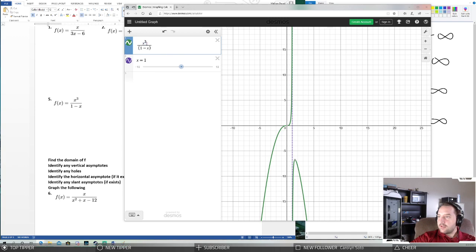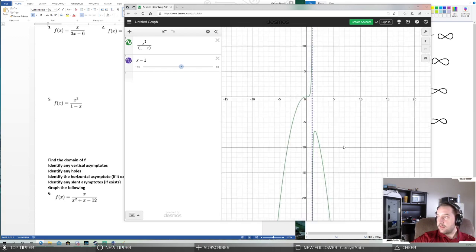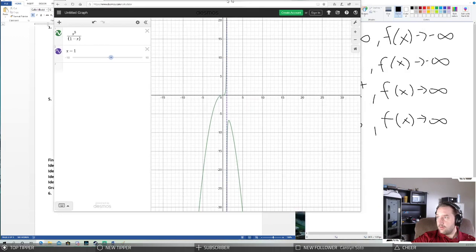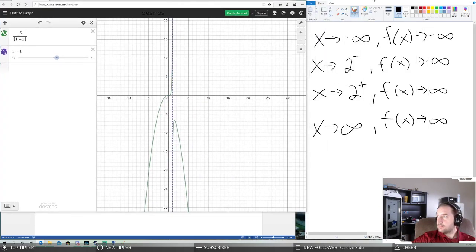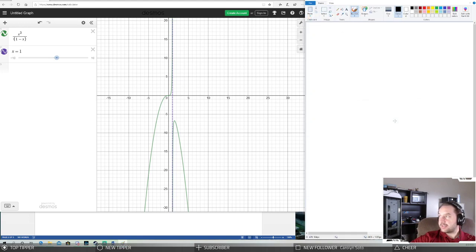So since the degree on top is larger than the bottom, there is no horizontal asymptote. It's going to be an oblique asymptote, and that's why we get this goofy looking shape that's going on here, right? So we have all the information that we need, though. So let's start dictating all the different things that are happening.